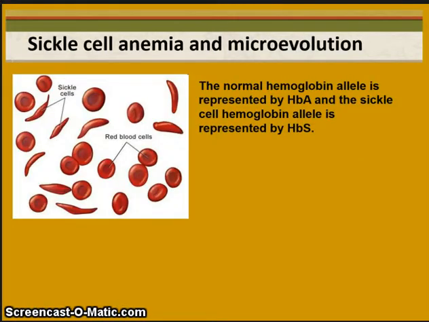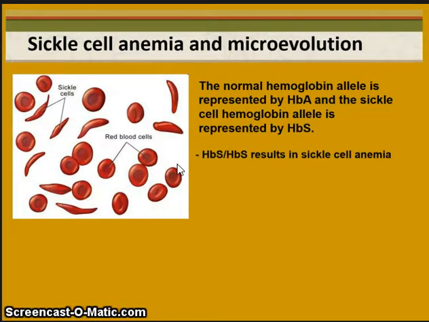So before we talk about macroevolution, I wanted to give you another example of microevolution and talk about sickle cell anemia. Sickle cell anemia is a genetic disease that leads to the production of sickle cell red blood cells, or hemoglobin. So the normal hemoglobin allele is represented by HbA, and the sickle cell hemoglobin allele is represented by HbS.